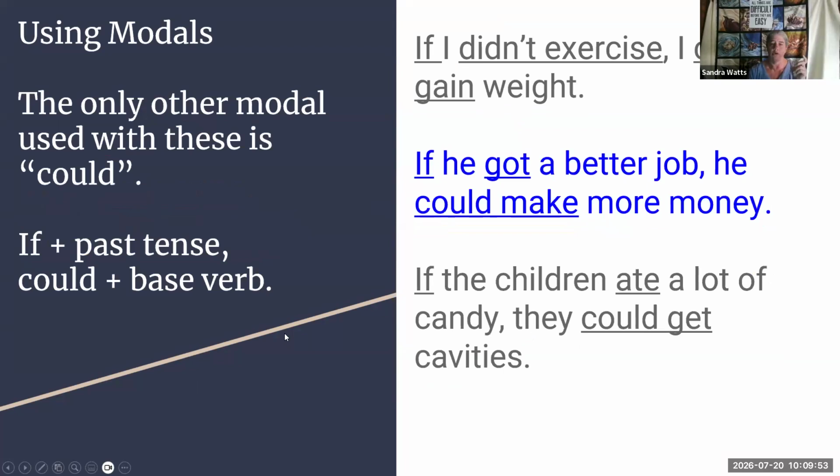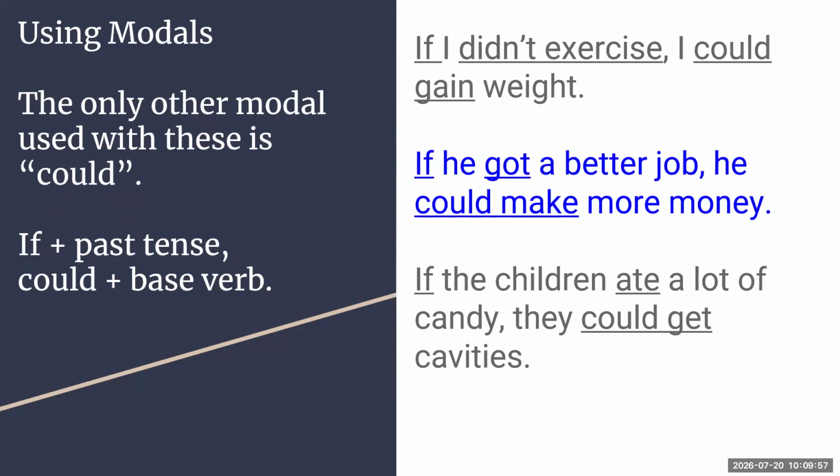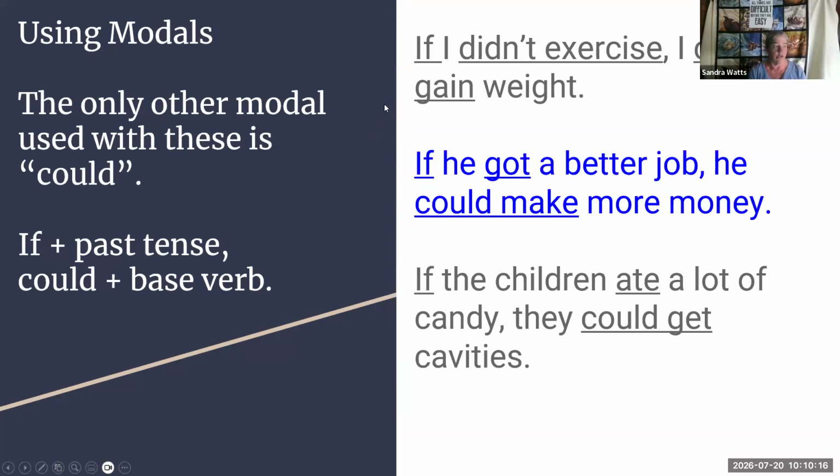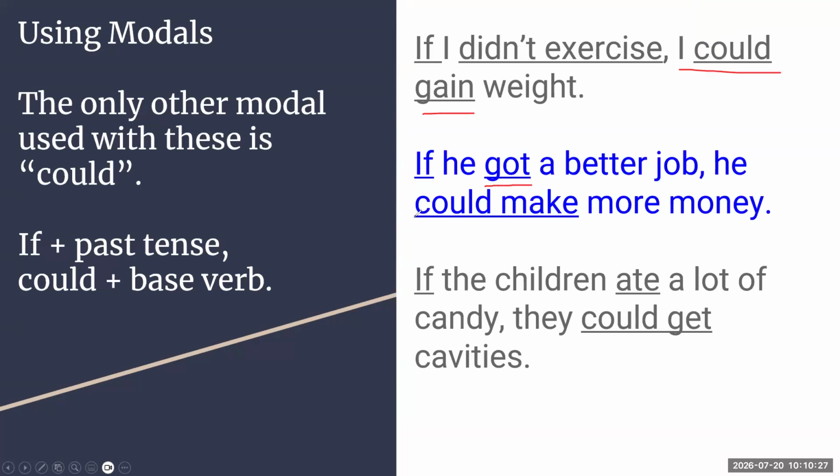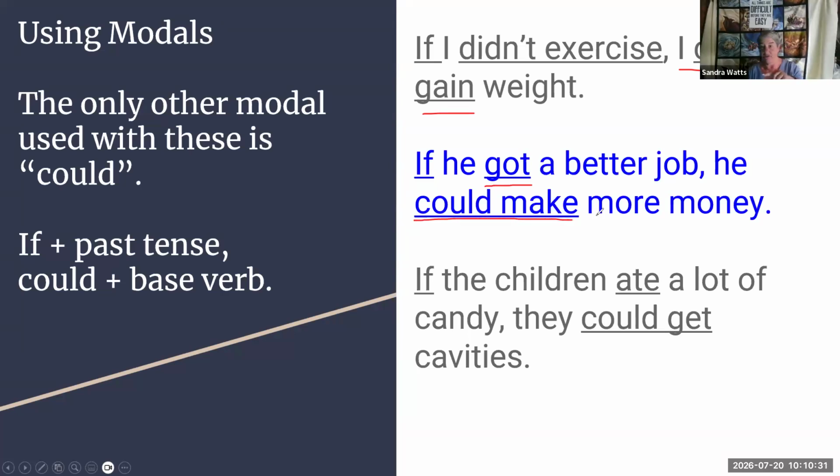Okay, so I know last week we talked about may and might and can. The only other modal, would is actually a modal, but the only other one we really use with this is could. Because could has that maybe idea, or if I could change things. So you can use could. So I gave you, if I didn't exercise, I could gain weight. If he got a better job, he could make more money. He doesn't have the better job, so he's not making more money. If the children ate a lot of candy, they could get cavities. In this case, the children are not eating a lot of candy, so hopefully no cavities.